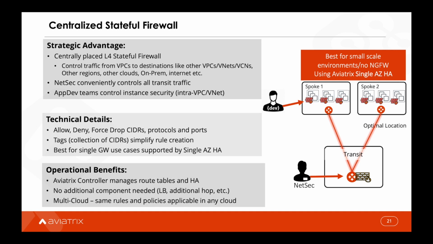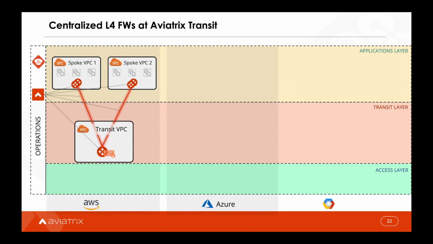The centralized stateful firewall feature has several operational benefits. The controller manages all the route tables and firewall rules. You don't need any additional constructs such as load balancers. And finally, the interface for creating rules is identical across all clouds, making it ideal for a multi-cloud environment. Let's see how this architecture builds out in various clouds.